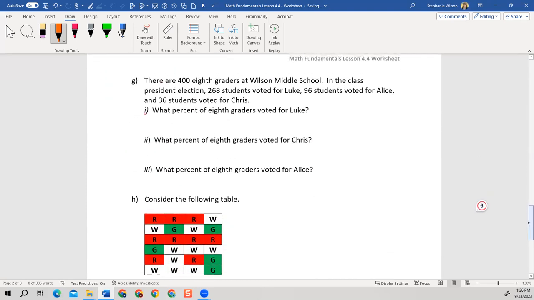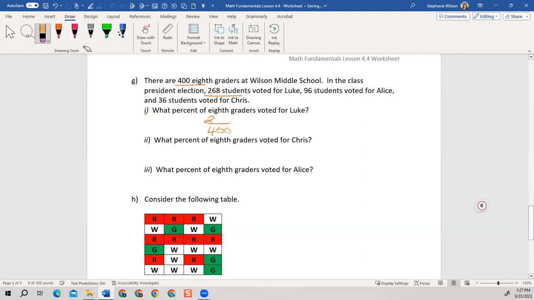Okay. There are 400 8th graders at Wilson Middle School. In the class president election, 268 students voted for Luke, 96 students voted for Alice, 36 students voted for Chris. It asks, what percent of the 8th graders voted for Luke? So I'm going to make sure and put in my denominator the total students, which is 400. Let's look for Luke. Luke had 268 votes.